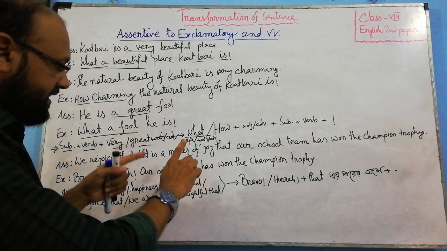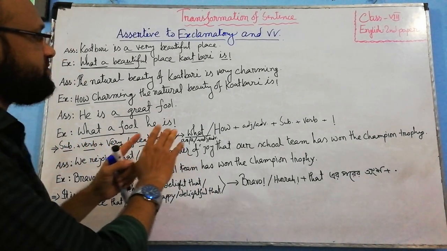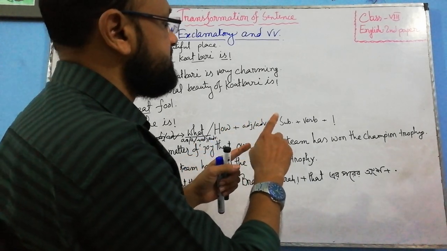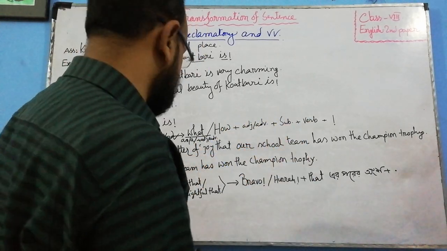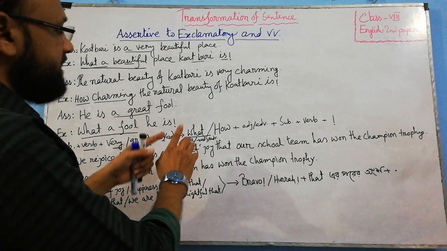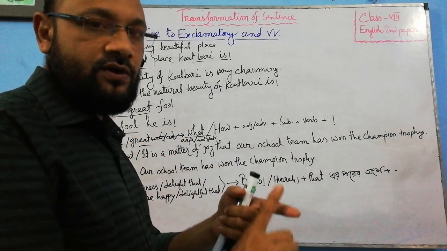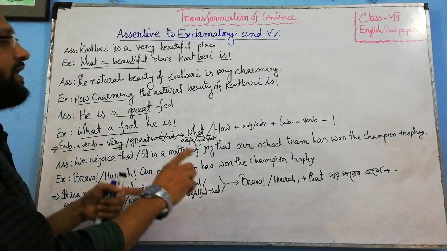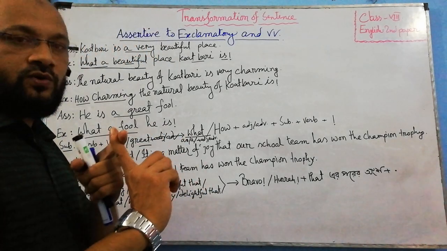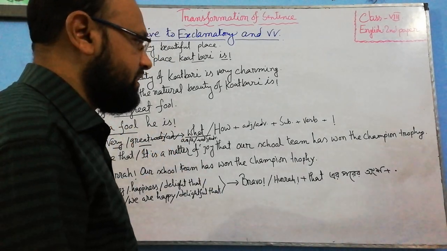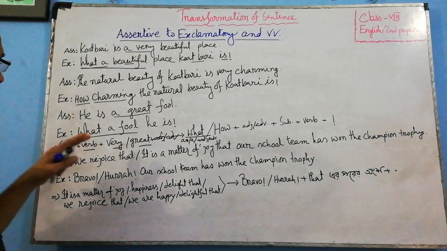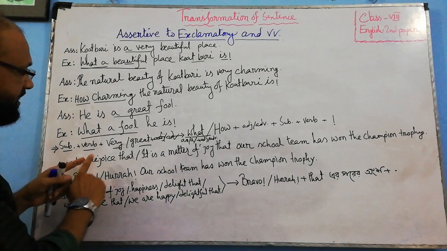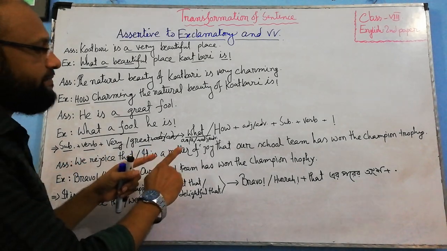Okay, so then an exclamatory sentence will be how or what plus adjective or adverb plus subject plus verb, and an exclamation. We write what if there is a or an before the adjective, and how if there is no article.